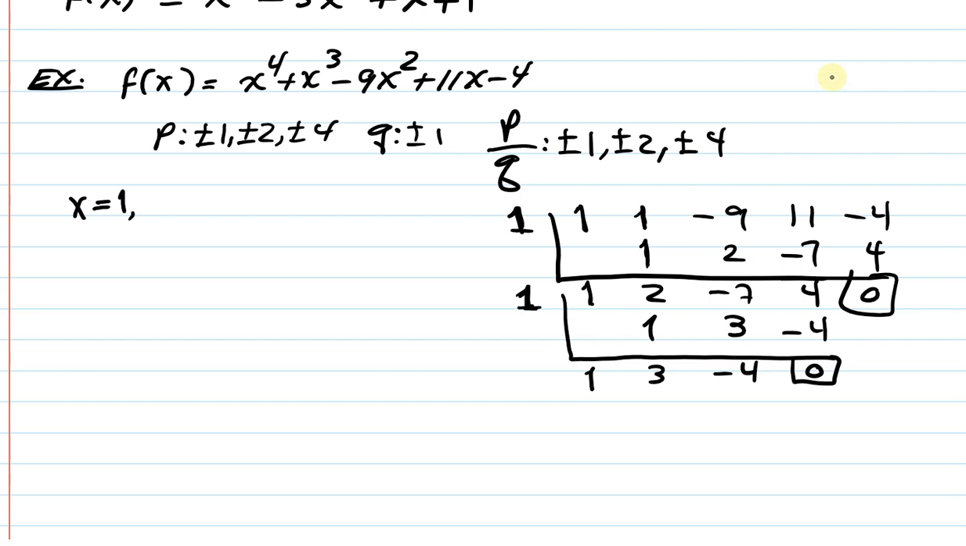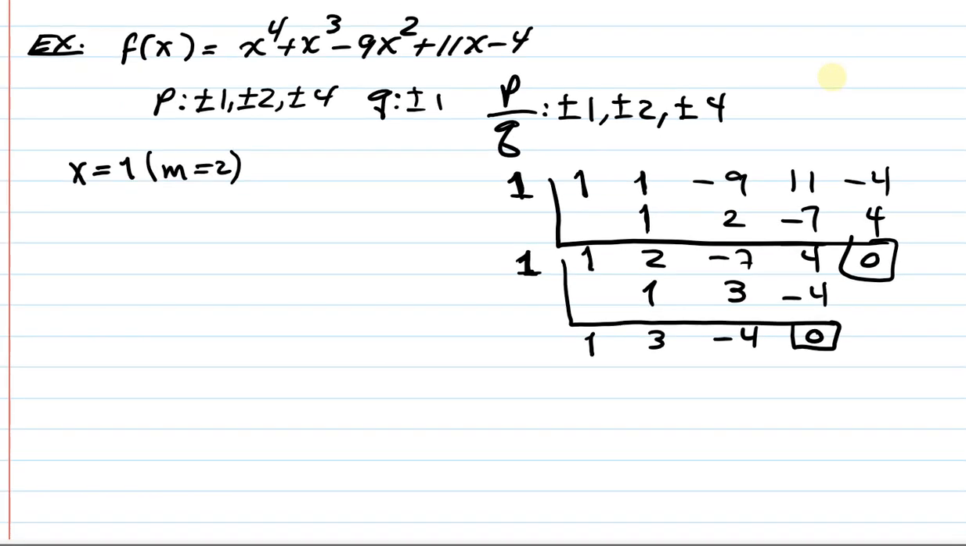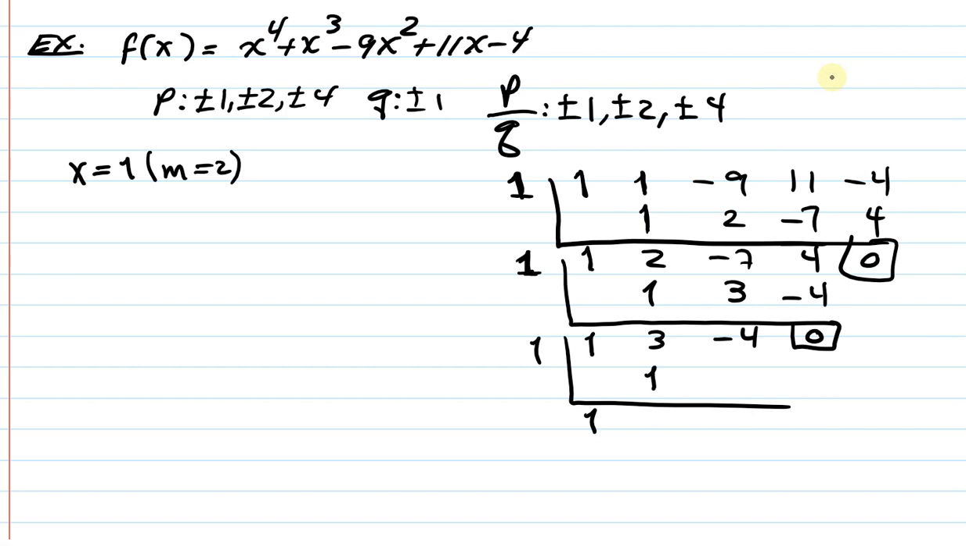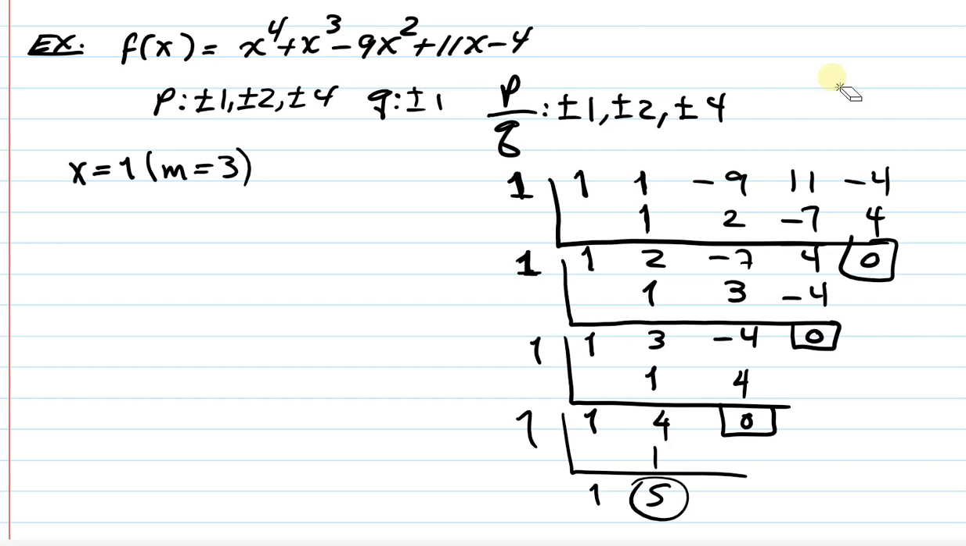So far I have x equal to 1, and this one has multiplicity of 2. Now, would 1 work again? It could. Let me try 1 again. Probably won't, but it might. 1 times 1 is 1. Oh, look at that. 1 works again. So multiplicity is 3 now. Will it work again? 1 and 4, 5. No, not 0. Okay. So we have a 1 with multiplicity of 3. That's remarkable.